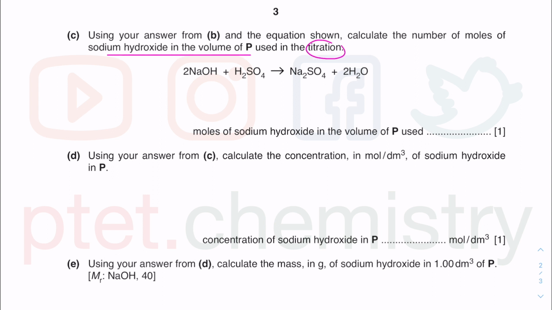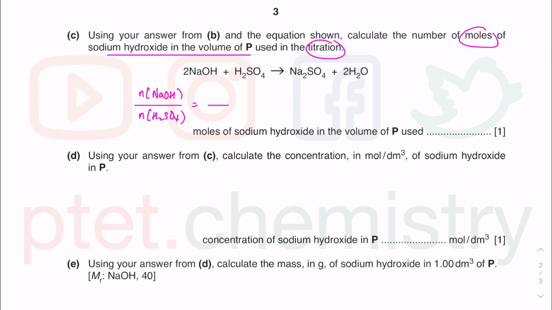Using your answer from B and the equation above, calculate the mole of sodium hydroxide in the volume P used for the titration. So your titration has the mole of NaOH to the mole of H2SO4. They want the mole. They just want the mole.